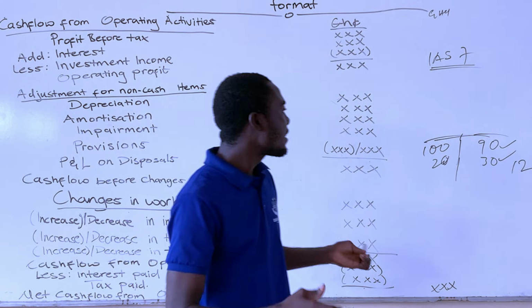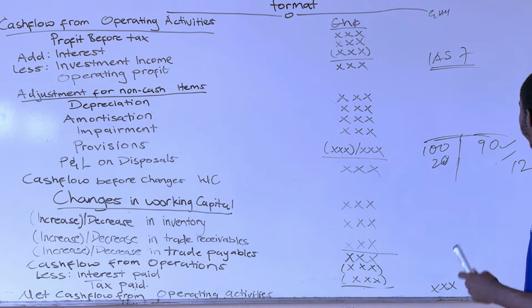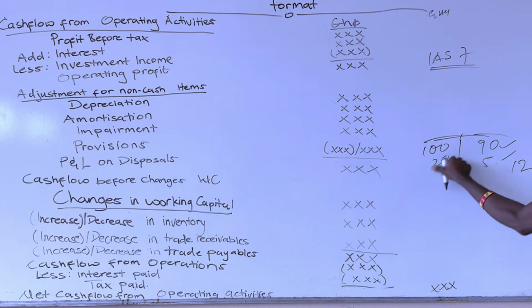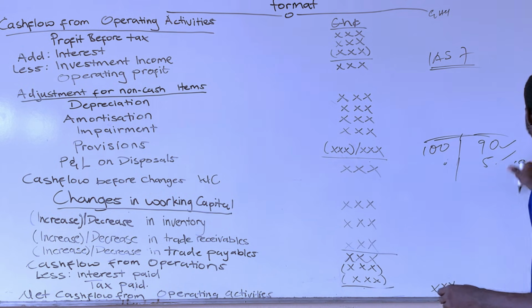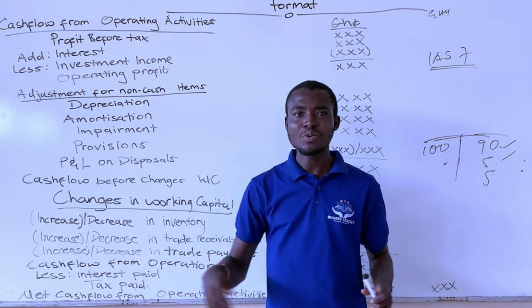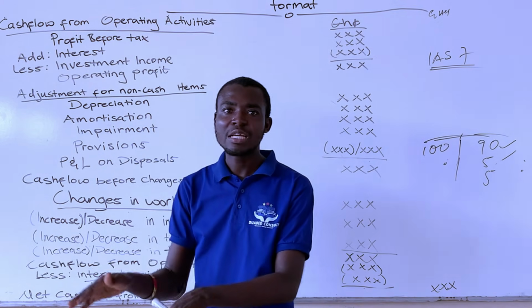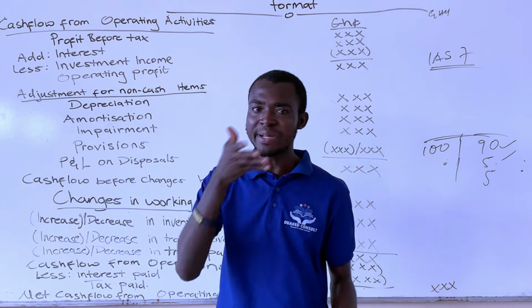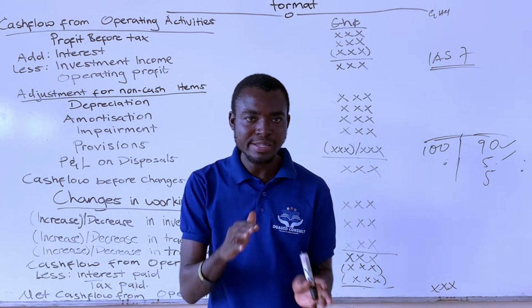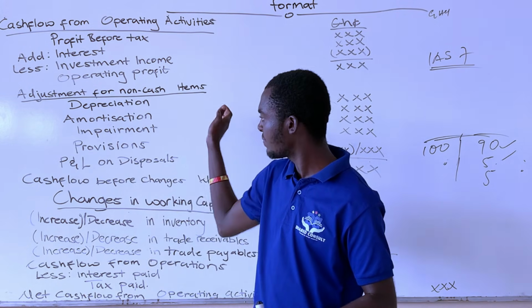And then in case we sold the asset for 5 Ghana cedis, it means we are getting 95 over here, and the cost of the asset is 100. So it means that we incurred a loss of 5 cedis on the asset. When the organization incurs losses on disposal of assets, they treat it as part of its expenses, which will understate the operating profit. So whenever there is a loss on disposal of assets, we will add it back to the operating profit.